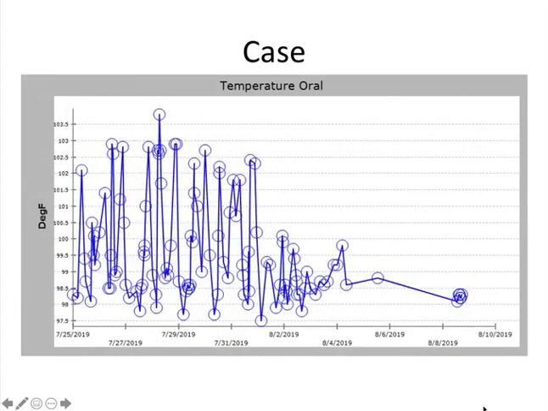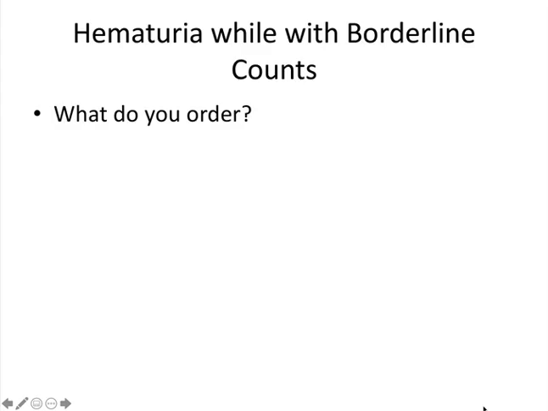This is just to show what was happening. What made this case really interesting was, as you can see, multiple fevers without an apparent pattern, every single day, multiple times per day, and high, not necessarily low at all. So the patient had hematuria with a borderline count. So what would you do? What would you order?